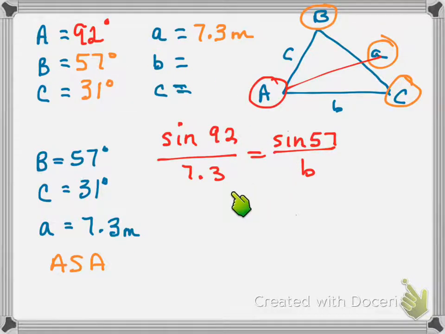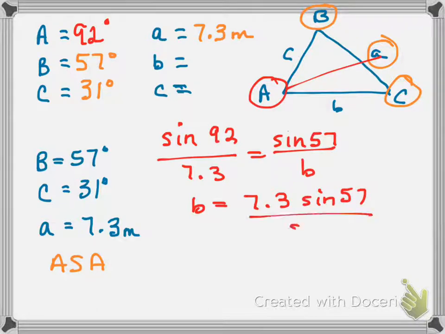So here we go, fish method again. You're solving for B, so you just take this times this and divide by this. So lowercase b is going to be equal to 7.3 times the sine of 57 divided by the sine of 92. So type that in your calculator. All right, my calculator gave me 6.12, and I'm only looking for 2 sig figs, so I'm going to use 6.1 for my answer for B.